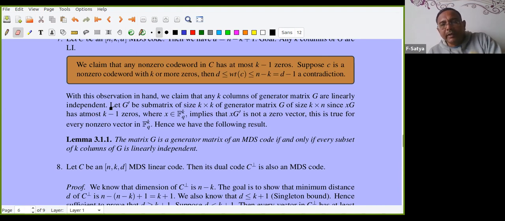Let G' be a submatrix of size k cross k in the generator matrix G. That means we are taking arbitrary k columns. Now, since xG has at most k minus 1 zeros, where x belongs to F_q to the power k, this implies that xG' is not a zero vector. This is true for every non-zero vector in F_q to the power k. That means if x is non-zero, then xG' is also non-zero, so G' is invertible. Is it okay or not okay?